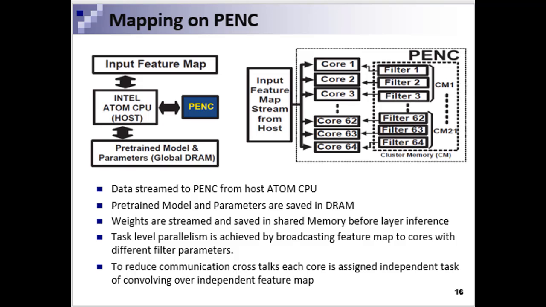This means the input stream is going into different cores, and each core has access to different filters. So at one time, each core is getting the same data, and it is convolving with different filters at the same time. This means we are using task-level parallelism and taking advantage of it. The most parallelism can be achieved when the number of cores is similar to the number of filters. And we also reduced crosstalk between cores by assigning each core to one filter.